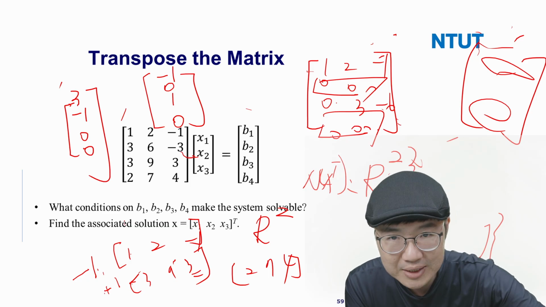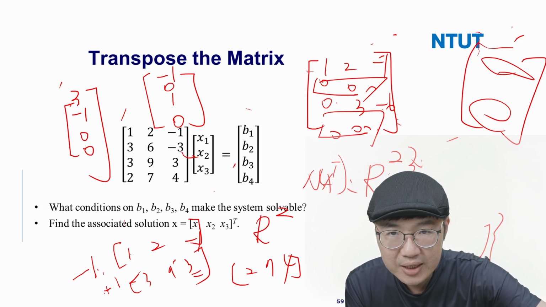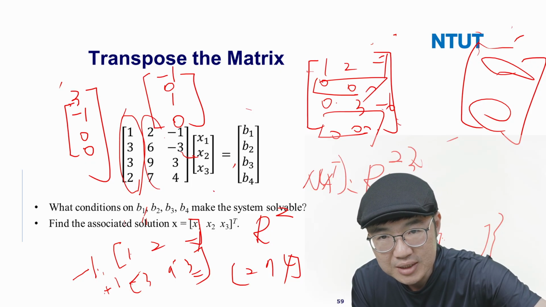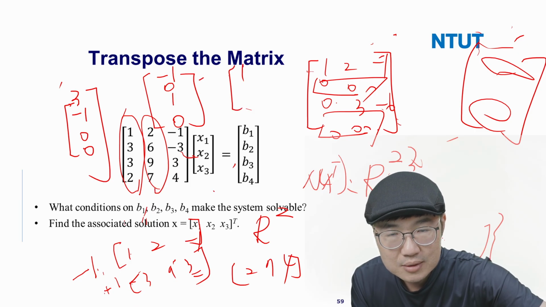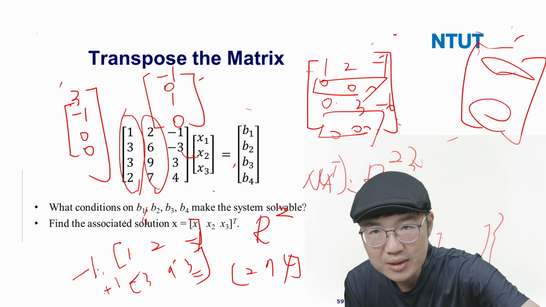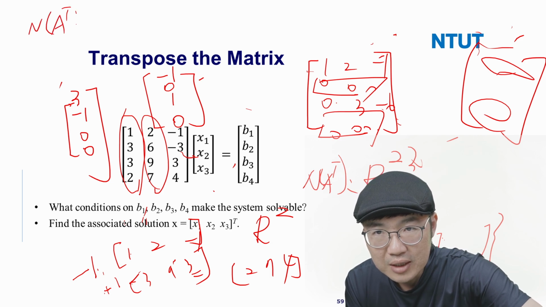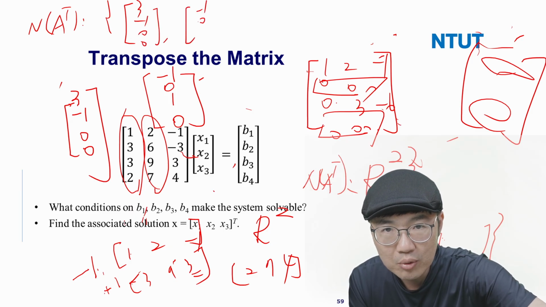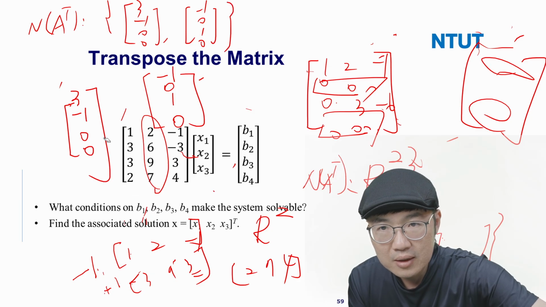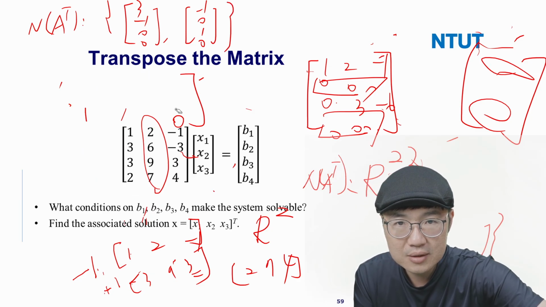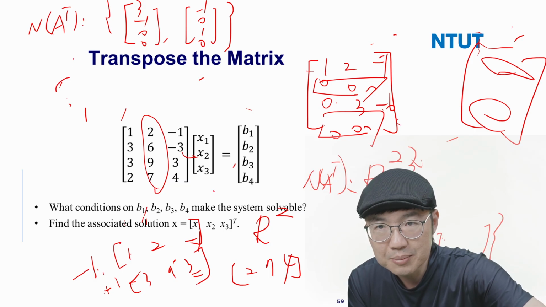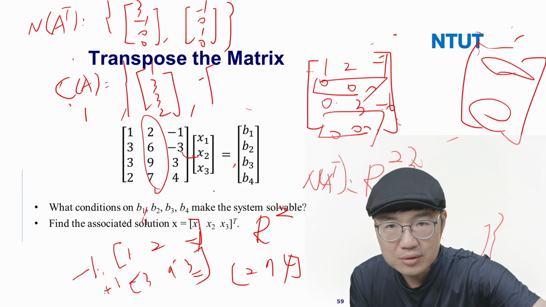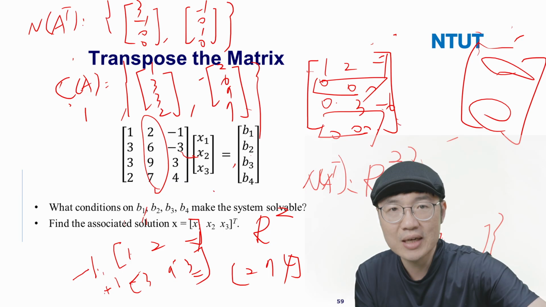Okay, and how about the column space? The column space in this case is 1, 3, 3, 2, and 2, 6, 9, 7. Yeah, let me put this in a clearer form. The left null space is found by 3, minus 1, 0, 0, and minus 1, 0, 1, 0. And the column space is found by 1, 3, 3, 2, and 2, 6, 9, 7. The first column and the second column, right?